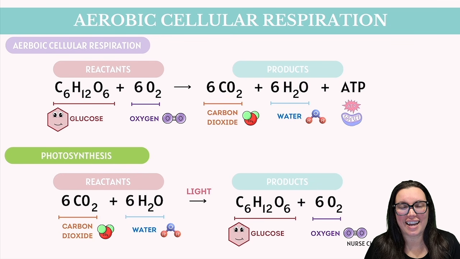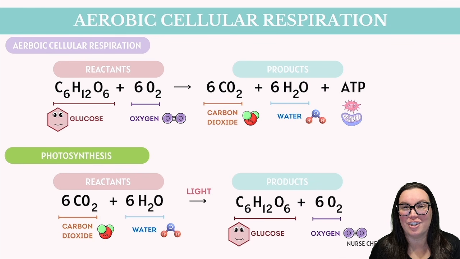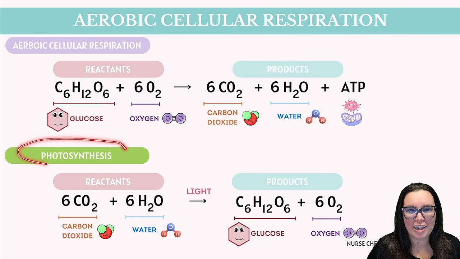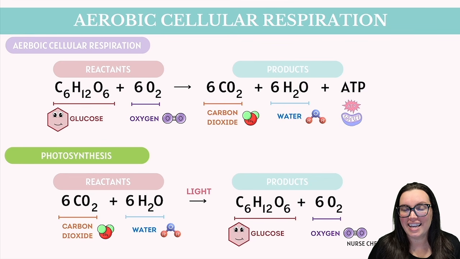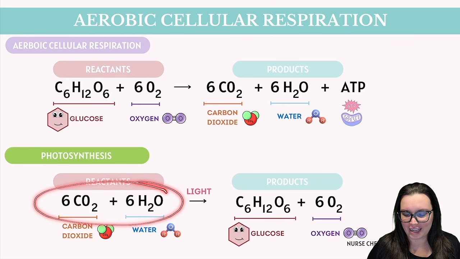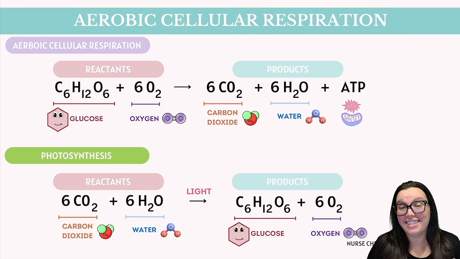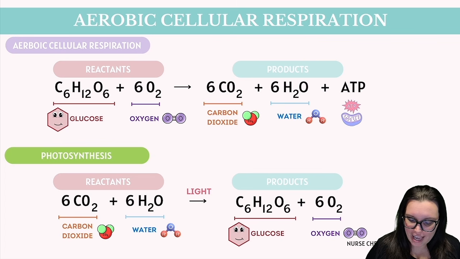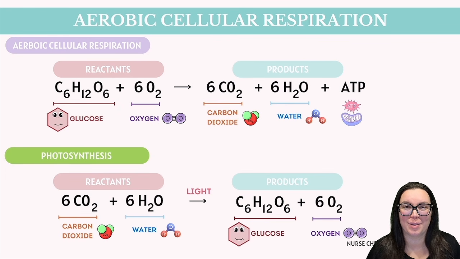Whenever we're talking about science, I like to find things that are super interesting. So if you look at the equation when it comes to photosynthesis, they really look kind of the same. The only difference is we switched our reactants and our products. For instance, in photosynthesis, we actually create glucose instead of using it as a reactant with cellular respiration.